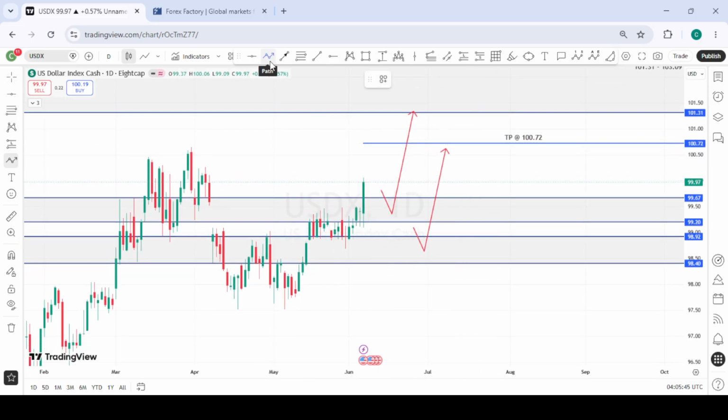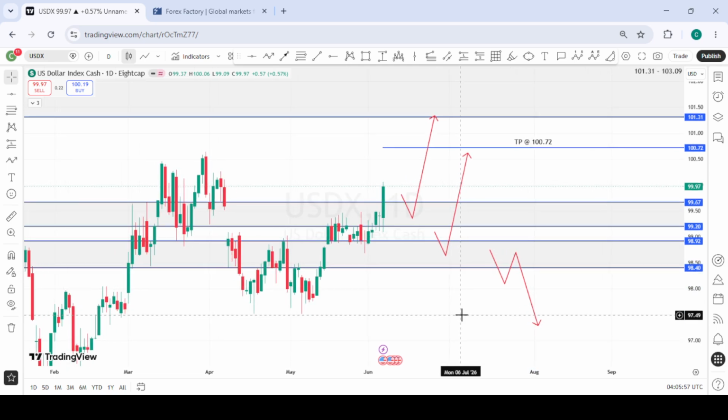We can only consider DXY bearish if this low or this zone is cleared and we move to the downside. Until then, we are extremely bullish on DXY for the coming week.